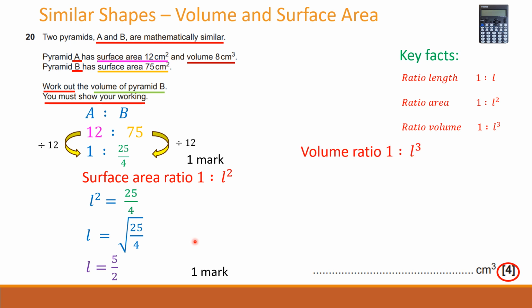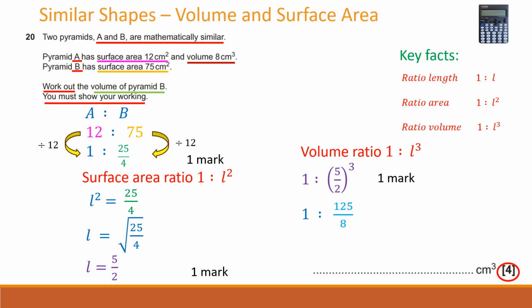From here, I now need to look at the volume. So the volume ratio is 1 to L cubed. We're told this with our 3 facts over here on the right hand side. And we're told the volume of A is 8 centimetres cubed. But we know the ratio has got to be 1 to L cubed, where L is 5 over 2. Now 5 cubed is 125, 2 cubed is 8, so we can work this out without a calculator. You should know your cube numbers up to 5 cubed without a calculator. Doing 1 to 5 over 2 all cubed gives you your 3rd mark for the question.